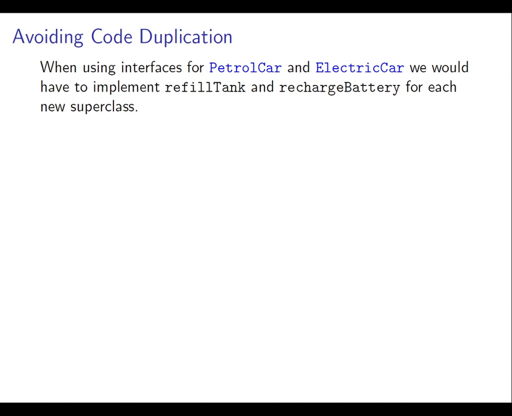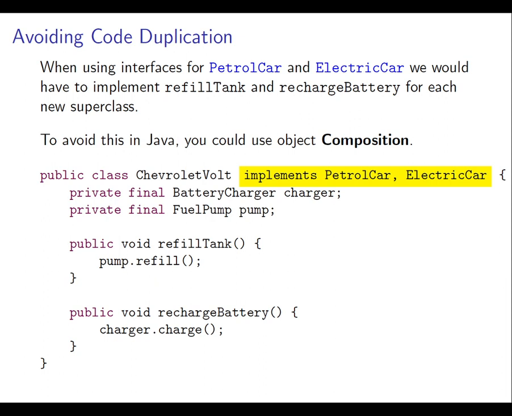So now, when we use these interfaces, in principle we have to implement refill tank and recharge battery for each new superclass. In practice, in Java you probably wouldn't do that. What you would probably do instead would be to use object composition, and it might look something like this. What you might say is that your Chevrolet Volt has an object reference to a thing of class battery charger and an object reference to a thing of class fuel pump, and then it simply uses those using their interfaces in order to implement these methods, which it is required to implement in order to satisfy these interfaces, petrol car and electric car.